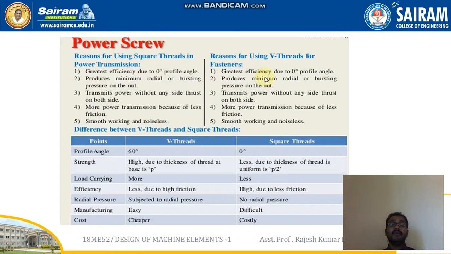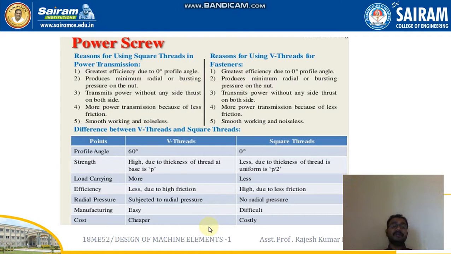And what about V threads? It has the greatest efficiency, similar to the square threads, since it also has a 0 degree profile angle, and it produces minimum radial or bursting pressure on the nut. It is the same thing, and it transmits power without any side thrust on both sides. More power transmission because of less friction, smooth working and noiseless. You can see almost all the reasons for the square threads and V threads are the same.